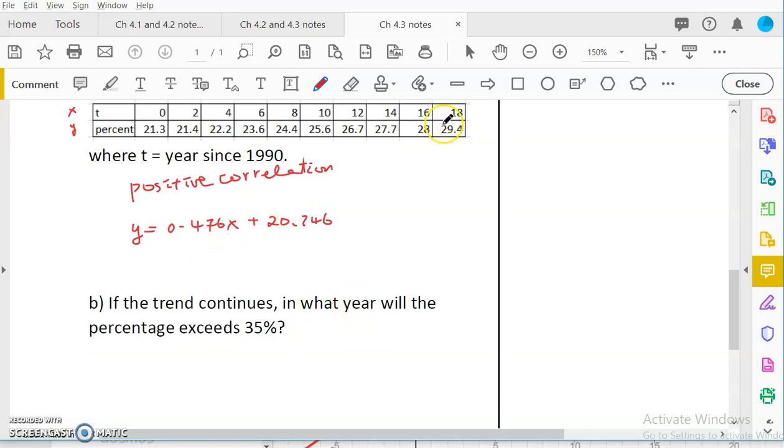Now this prediction would be used in between here, but you have to project if the linear trend continues. So this is a percentage. That means I know the percentage. y is percentage, right? So I would say 35 equal to what year? So that means t equal to what? So we'll do, I should use t, 0.476t plus 20.746. Solve for t. So minus 20.746 minus 20.746.